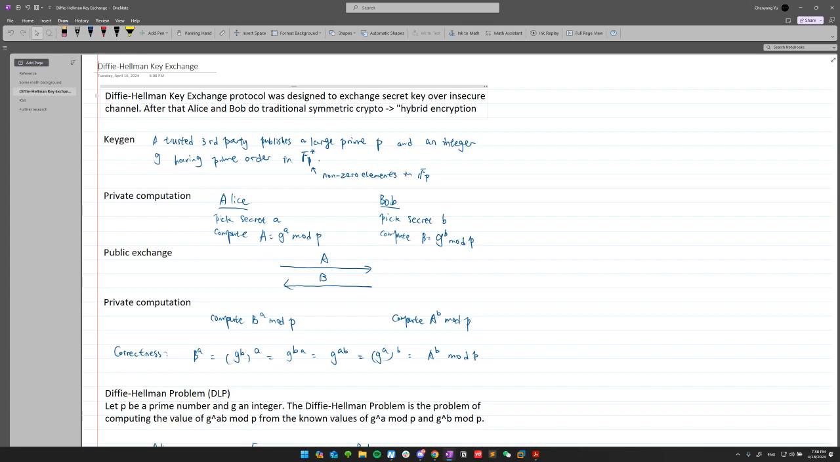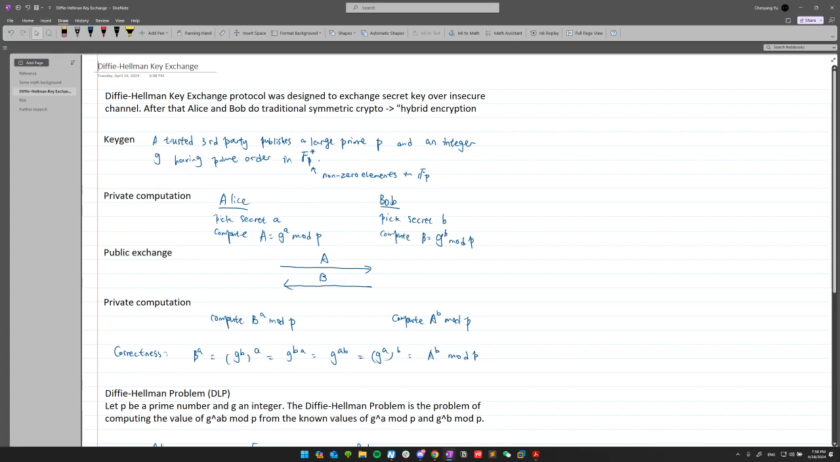Before Diffie-Hellman, you would have a third party to do that. You have to give the key to the trusted third party, and then they distribute the key to Alice and Bob. But Diffie-Hellman solved the problem so that you don't have to rely on a third party. Alice and Bob can communicate with each other, and following this algorithm, they can exchange a key on the internet, which is an insecure channel, right?